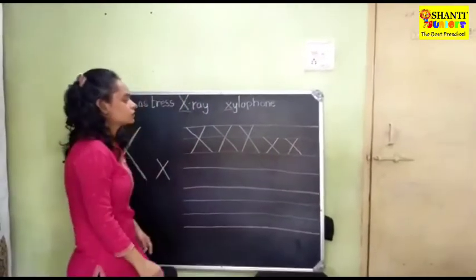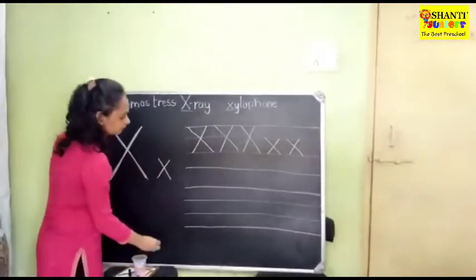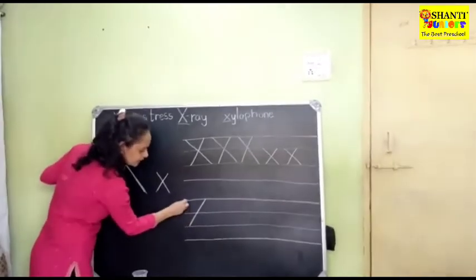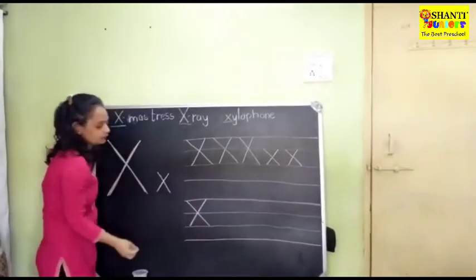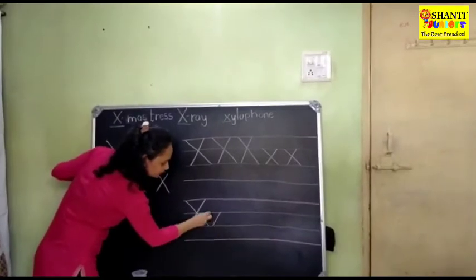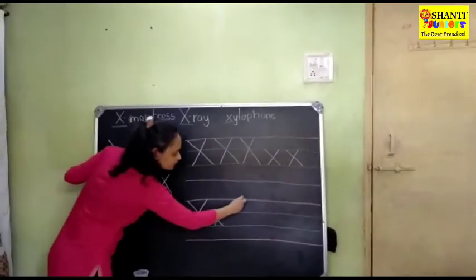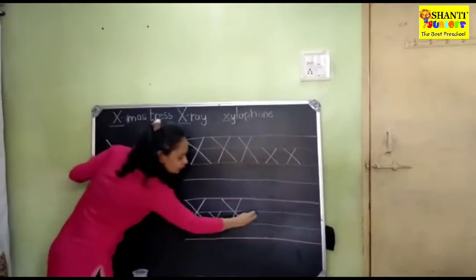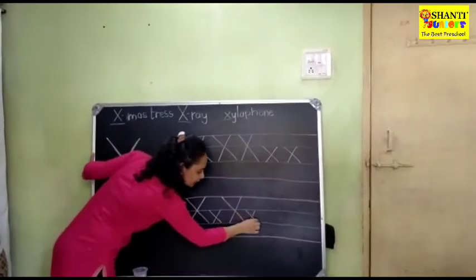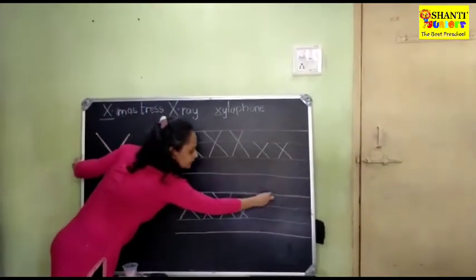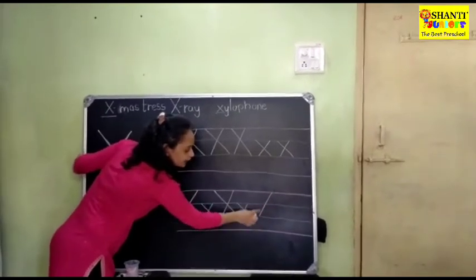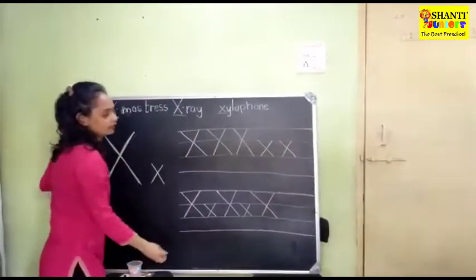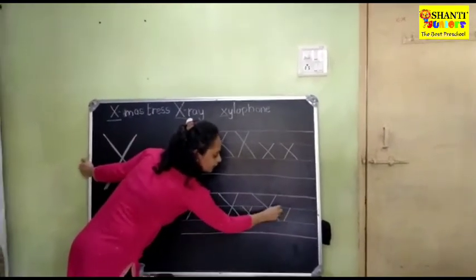Okay children. So now children, we are going to write together. We'll do writing practice together. X. X for X-ray, X for xylophone, slanting line, X. This is capital X. And now this is small letter X. Okay. One more time. Slanting line from red line to blue line. Again cross, red line to blue line. X. Okay. And small letter, blue line to blue line.